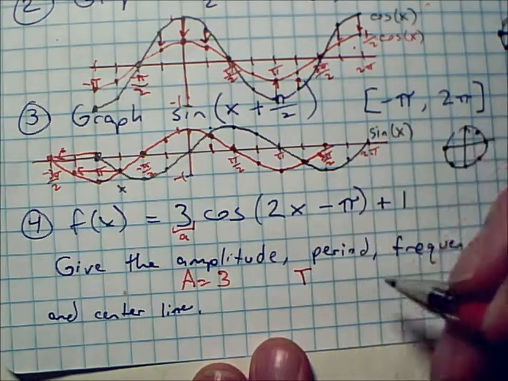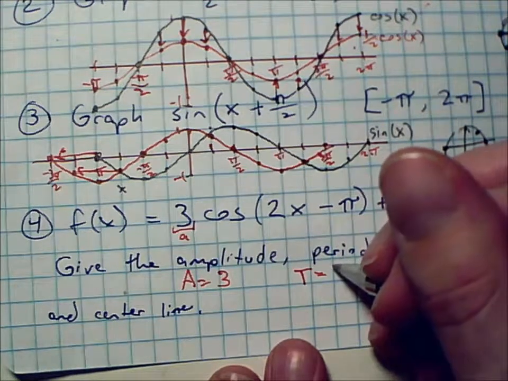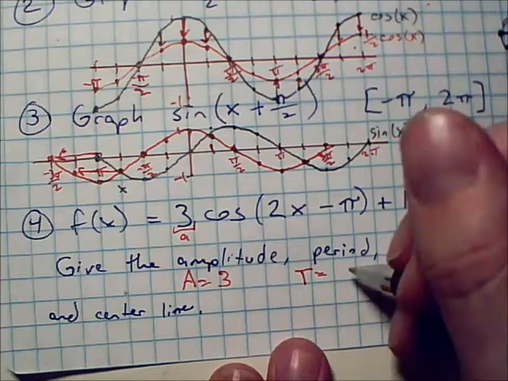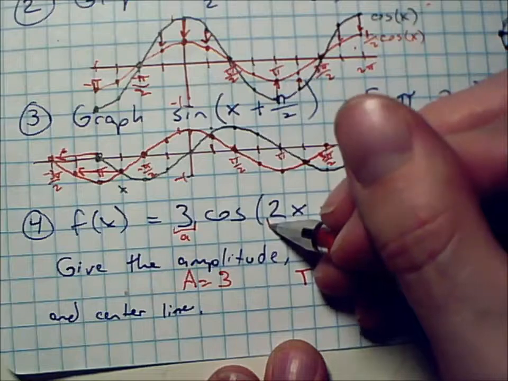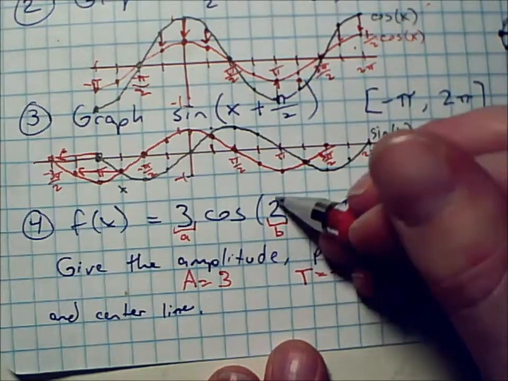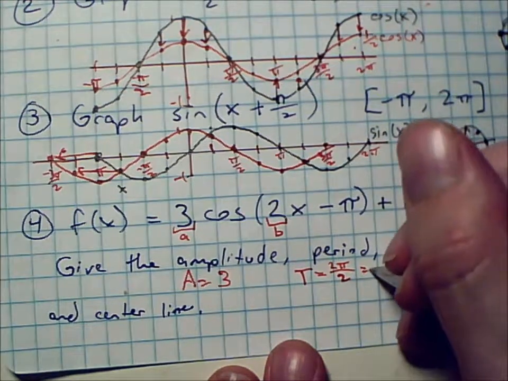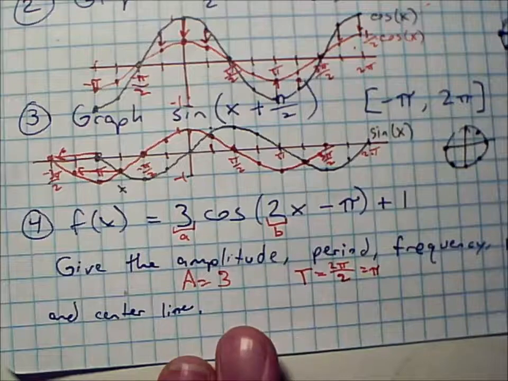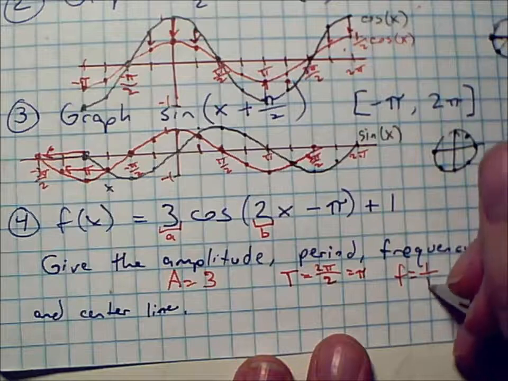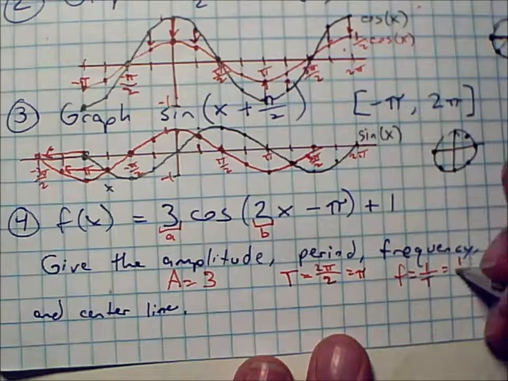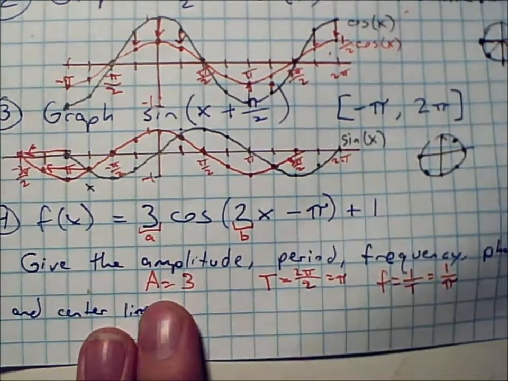The period. The period is always the original period of whichever function we're dealing with. Cosine, which has a period of 2 pi, a full circle. And then we divide it by b, the absolute value of b. So the absolute value of 2 is 2. So 2 pi divided by 2, which is pi. So the period is pi. Frequency is 1 over the period. We said the period was pi. So the frequency is 1 over pi. That easy.